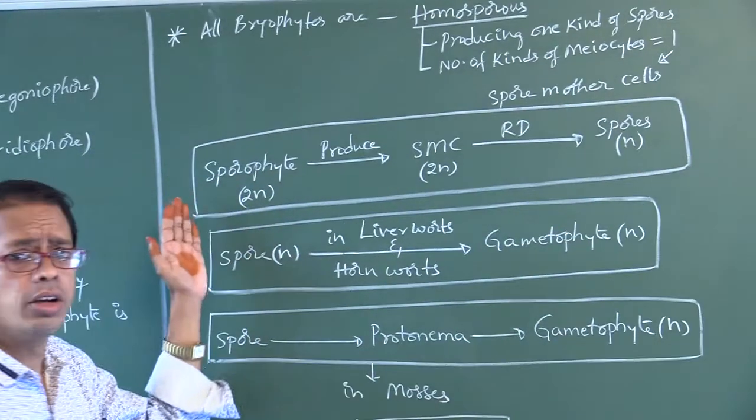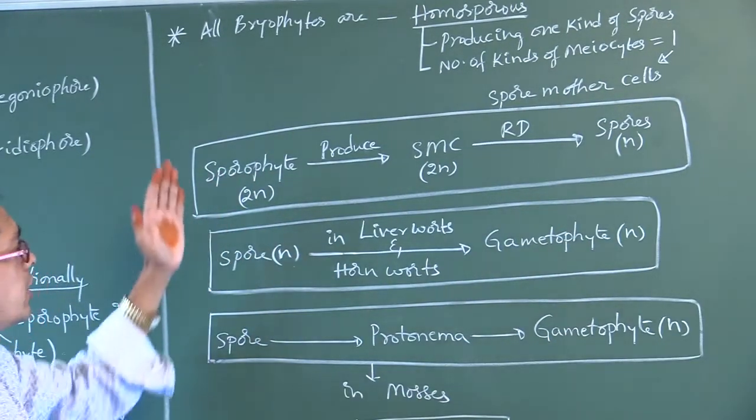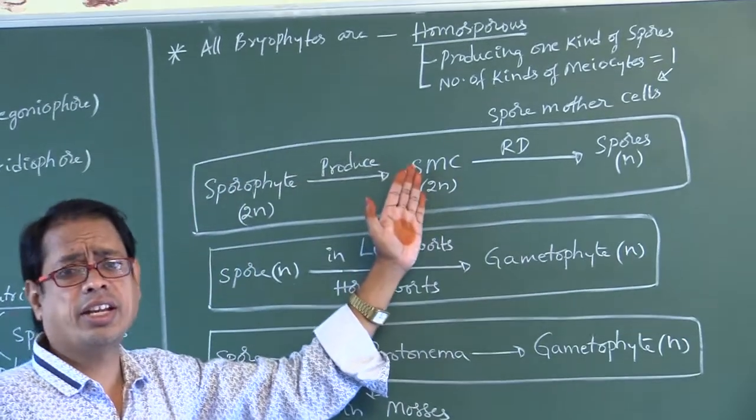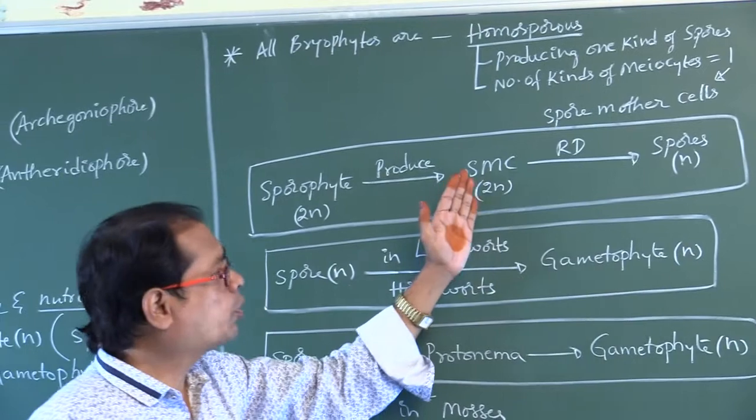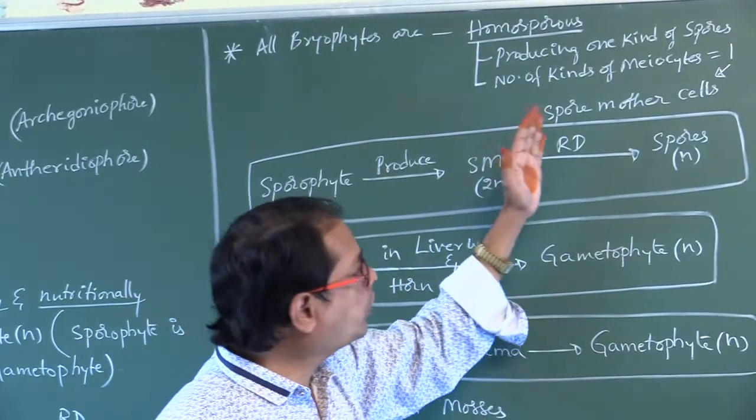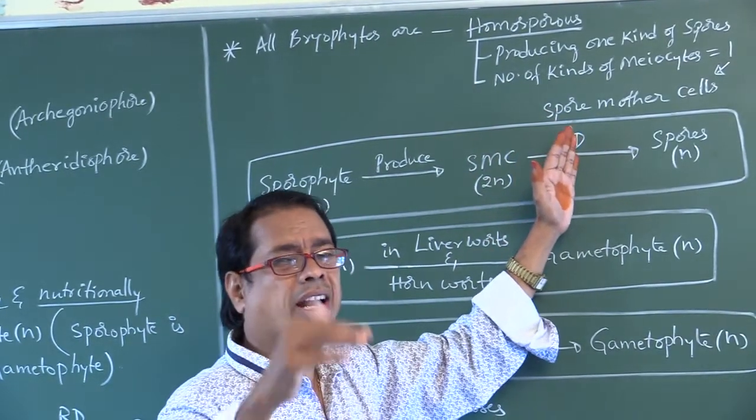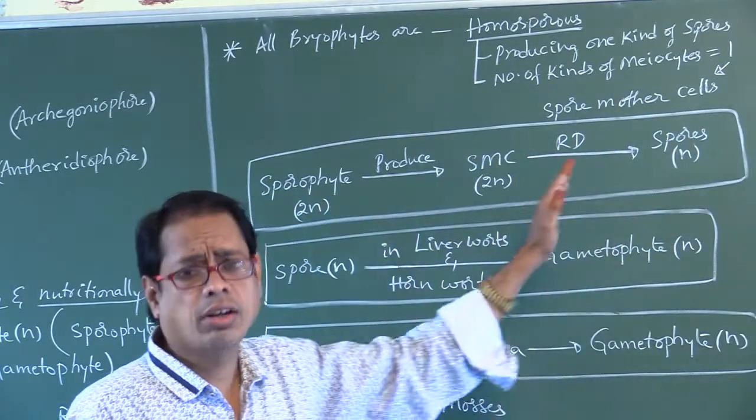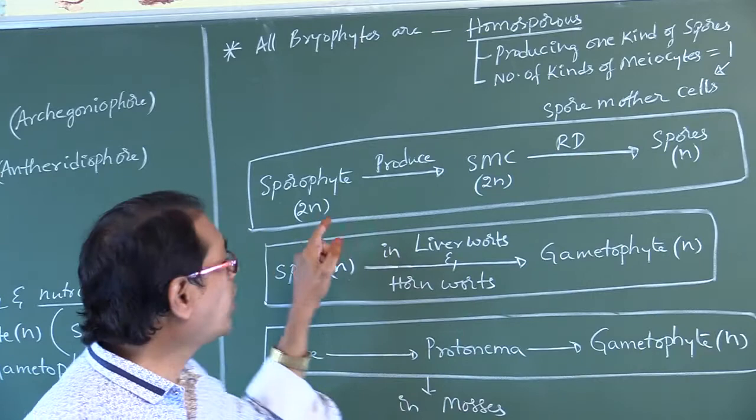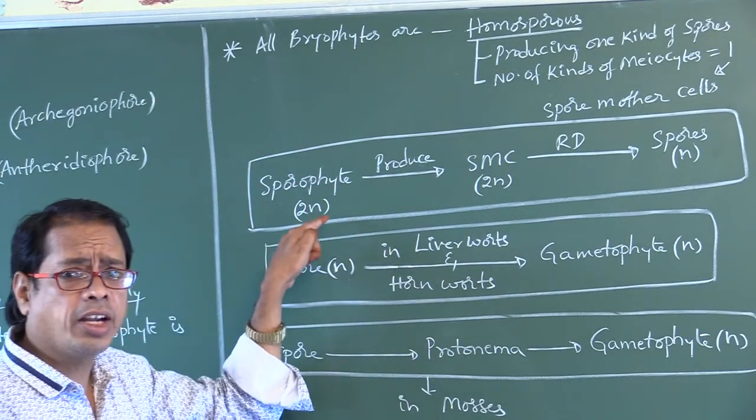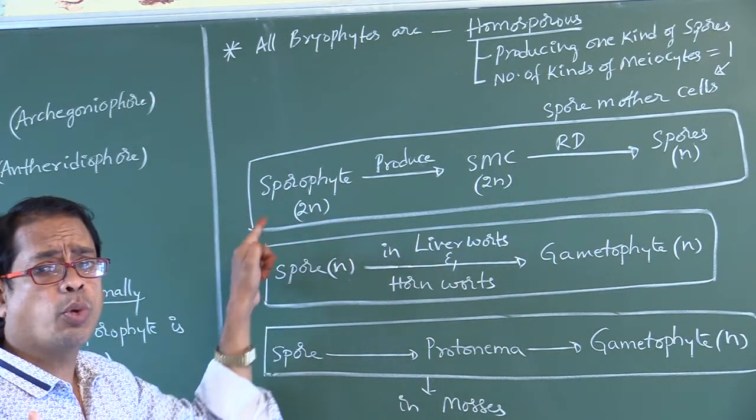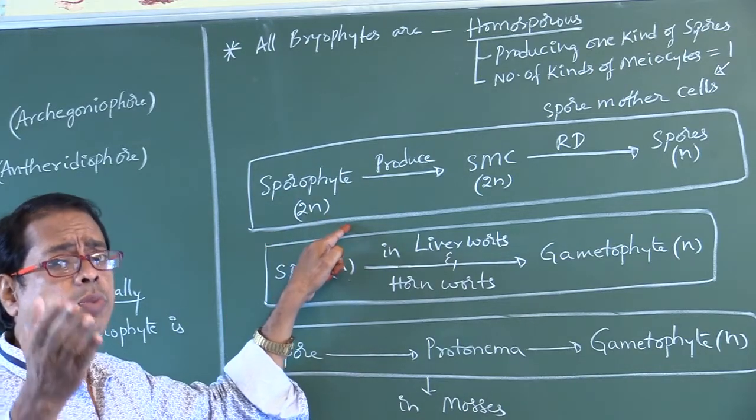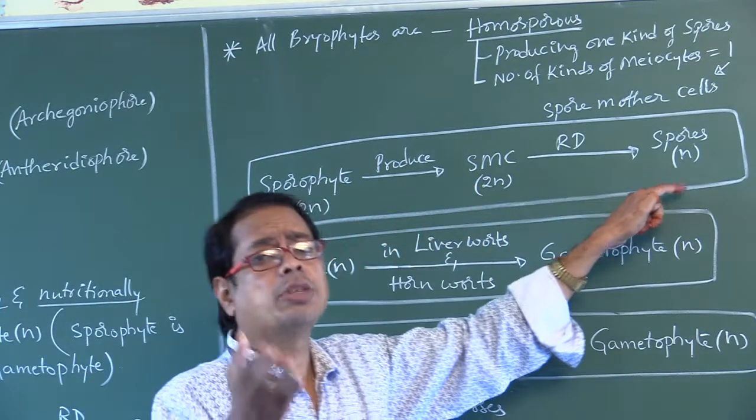Right. What is the sequence of cells? The sporophyte produces spore mother cells, that is inside the capsule. The spore mother cells undergo meiotic division, also called reduction division, and produce spores. This is the sequential order. Sporophyte. What does it mean, sporophyte? Phyte means phase. Sporo means spores. The phase or the plant that produces spores is called sporophyte.